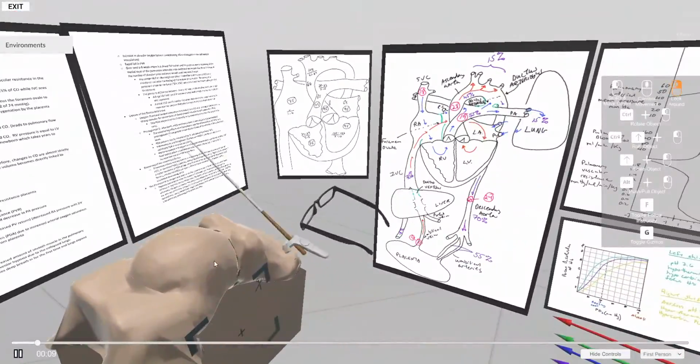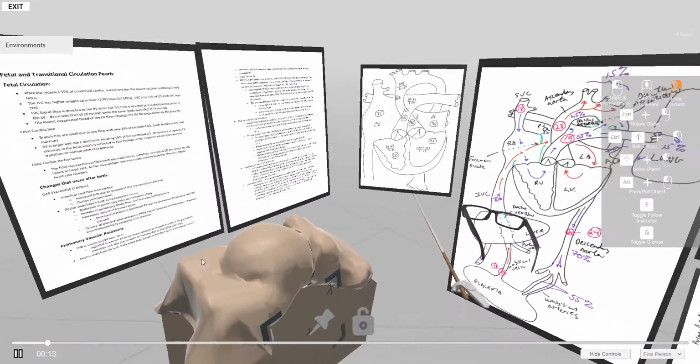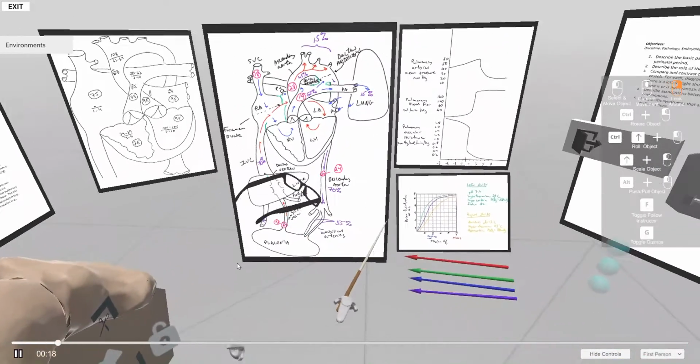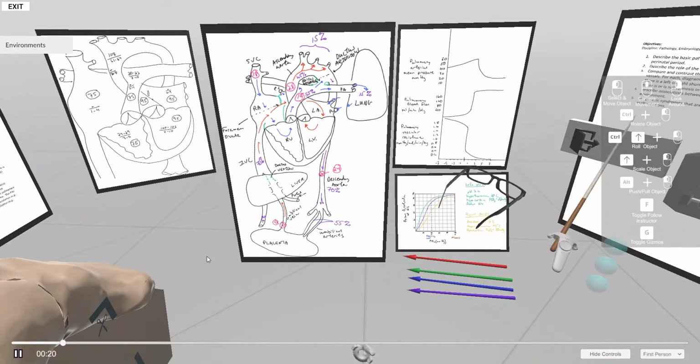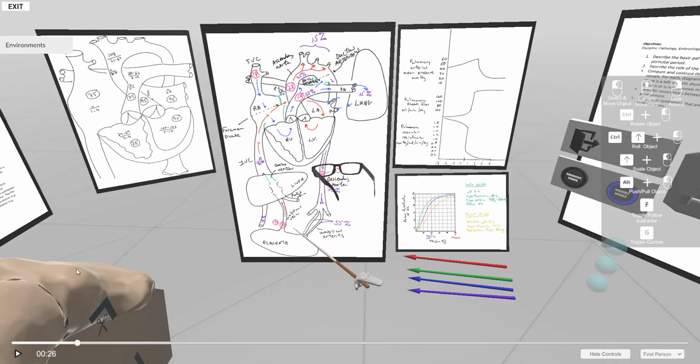And what I have here are some fetal pearls. This is my standard adult or normal pressure and saturations in the heart, and the objectives that we're going to be touching on in this specific lecture, which is fetal circulation.